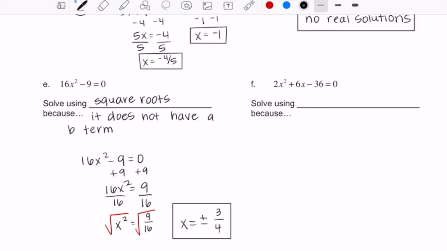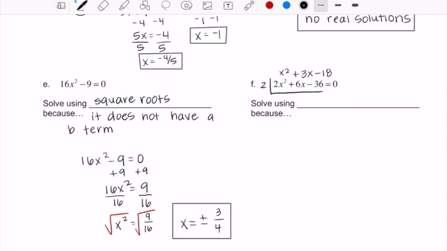All right, and then for the last one, this equation does have a b term, so I know I can't solve it by the square root method. Notice that the coefficients are 2, +6, and -36, so all three of those can divide by 2. If I factor out a 2, I'm going to be left over with x squared plus 3x minus 18, and then that expression can be t-charted.